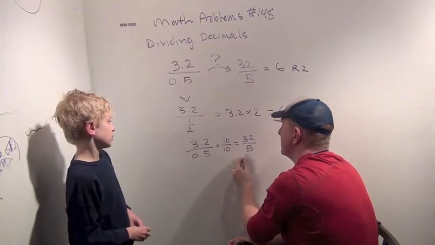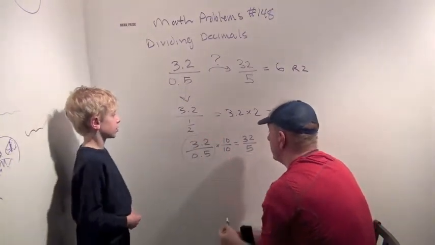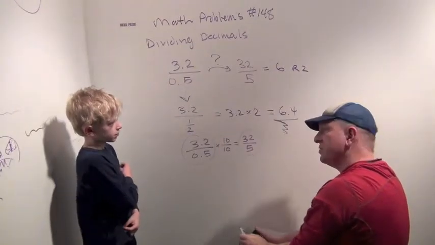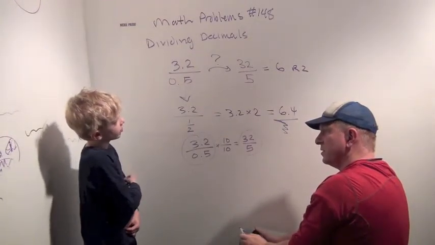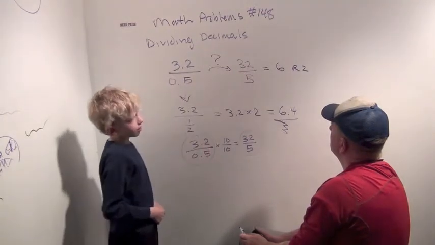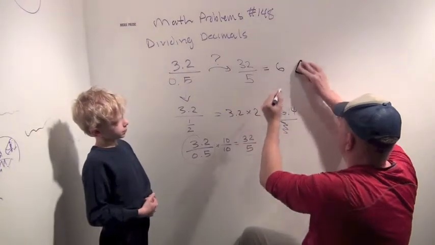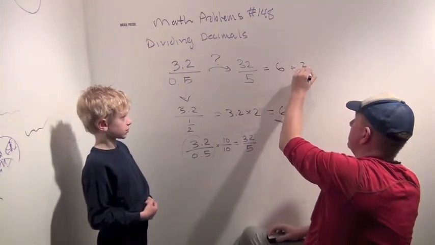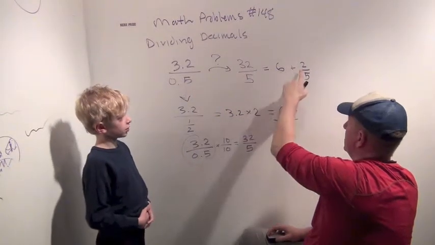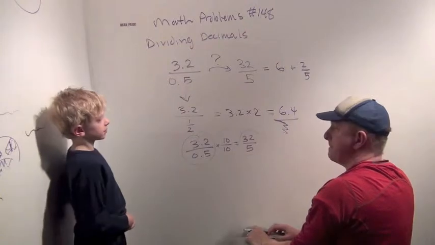Now, why is this the same as this? Because 10 over 10 is 1, so you just multiply by 1. So now it's just a question of understanding what remainder 2 means. Remainder 2 means 5 would go into 30, and we would have 2 fifths left over.